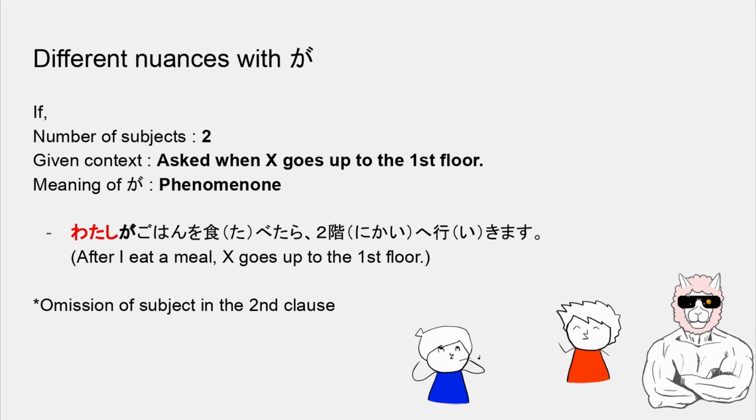And another example with the same sentence and with the second subject which is invisible. So if the number of the subjects is 2 and the given context is like I was asked when X would go up to the first floor and the meaning of ga is phenomenon, the sentence 私がご飯を食べたら2階へ行きます has the nuance like after I eat a meal, X goes up to the first floor.